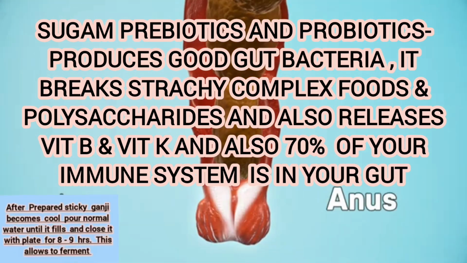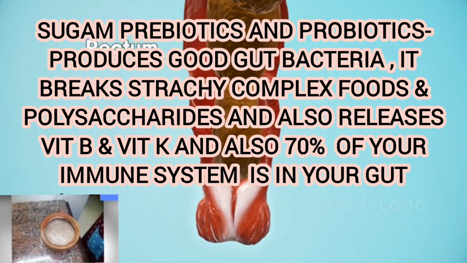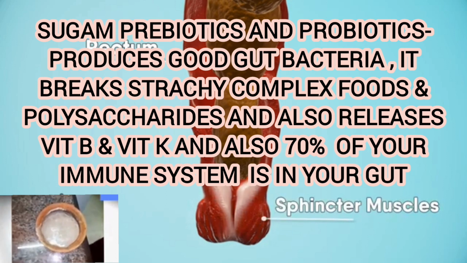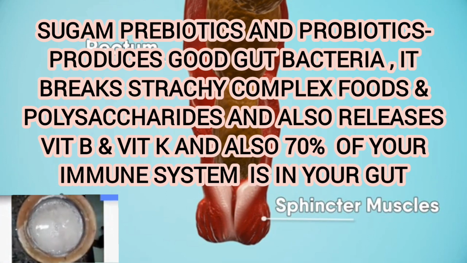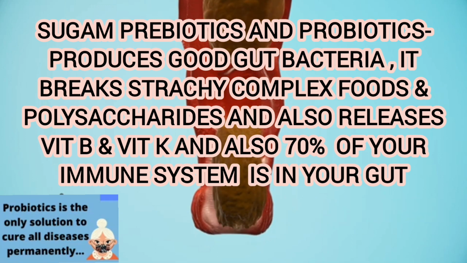The anus is the last part of the digestive tract. It is 2 inches long. The anus is surrounded by sphincter muscles that are important in allowing control of stool. It lets you know whether the contents are liquid, gas, or solid.